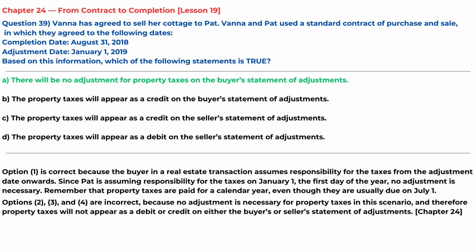Options 2, 3, and 4 are incorrect because no adjustment is necessary for property taxes in this scenario, and therefore, property taxes will not appear as a debit or credit on either the buyer's or seller's statement of adjustments.